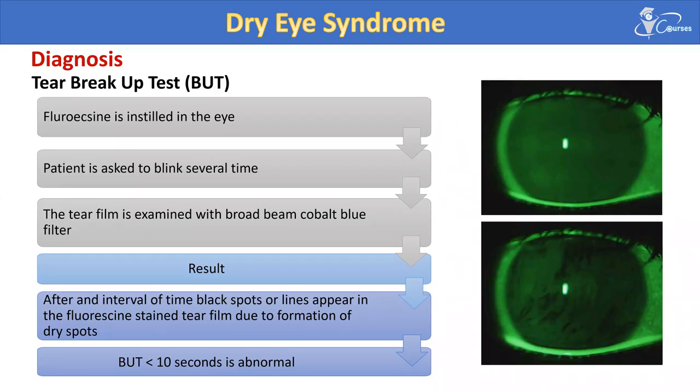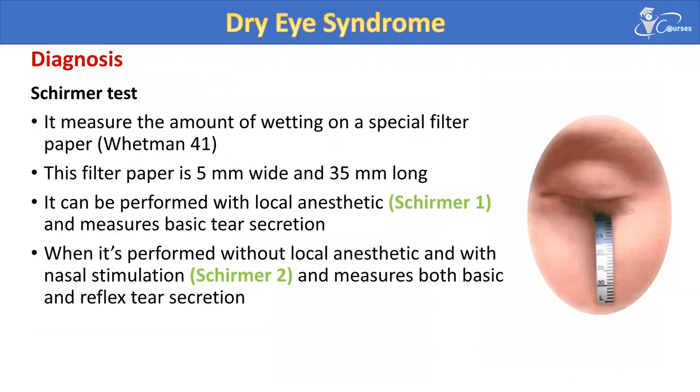Another test which can also be used for dry eye, mainly to know if there is epiphora or if there is dry eye, is called the Schirmer test. What is this Schirmer test? The Schirmer test basically depends on the amount of wetting of a special paper called Whatman 41 that is placed into the conjunctival sac, to know how much it is wetted by the effect of the tear film. This paper is around 5 millimeters wide and 35 millimeters long.